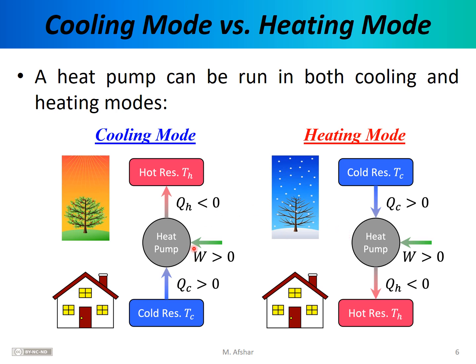In both cases, notice there's an input of energy through work. So work is a positive number in both cases. And in both cases, thermal energy is being pumped in the opposite direction that it normally flows. So thermal energy normally, spontaneously flows from something hot to something cold, but a heat pump, thanks to this input of energy through work, is capable of reversing that flow of energy.